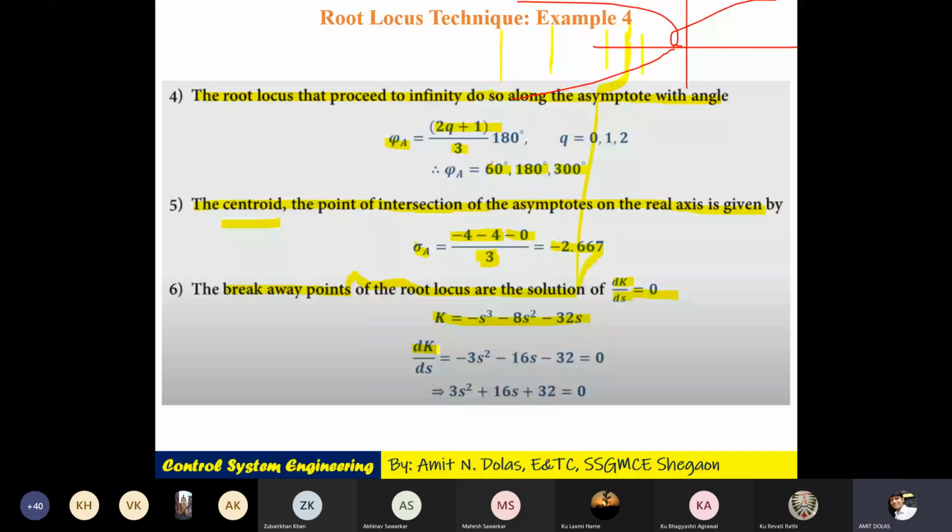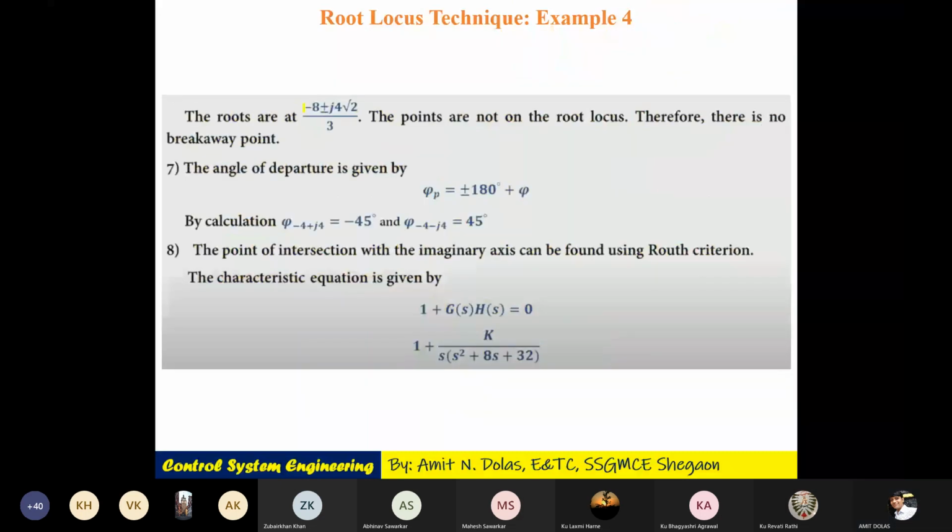With lower order, that is 3s square. The first one was 3s cube; now it is 3s square plus 16s plus 32 is equal to 0. Go for the pole calculation for this equation. So poles are directly calculated here. Poles are complex conjugate, that is -8 plus minus j 4 root 2, all divided by 3. So it will be -8 by 3 plus minus j 4 root 2 by 3.